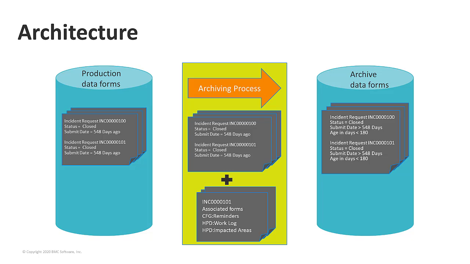The next is architecture. This is the architecture of archiving process. So this is, for example, given for the incident management application. The incidents which are older than 548 days are archived and moved to corresponding archive form. Also, the records from associated forms are archived.